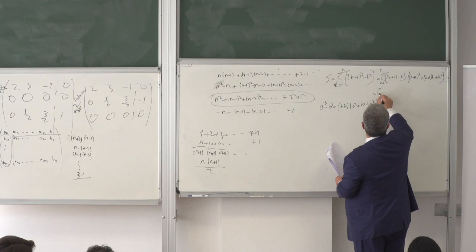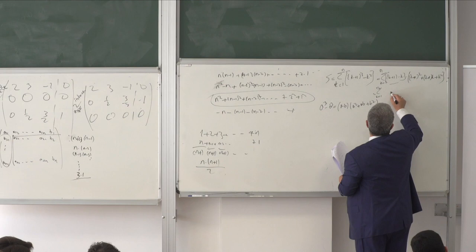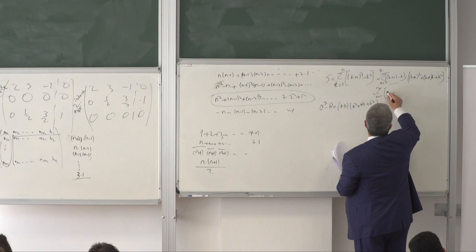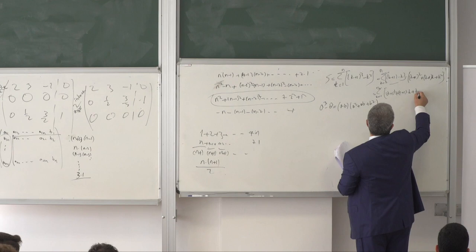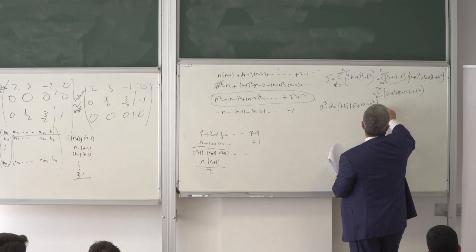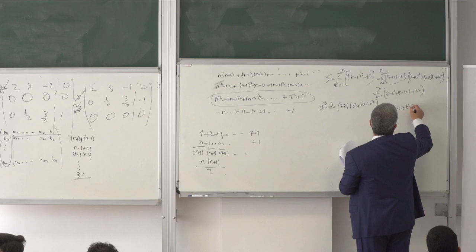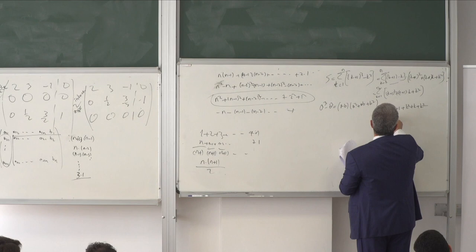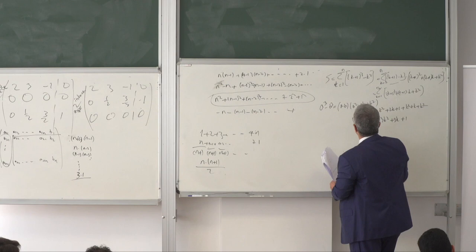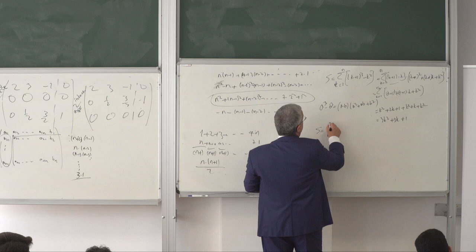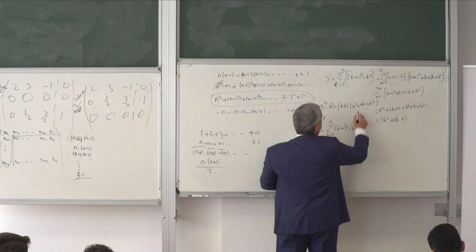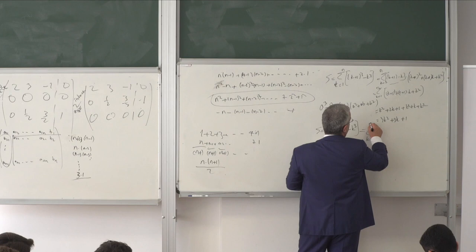This is just 1. This is k plus 1 squared plus k plus 1 times k plus k squared. Okay? What is this? k squared plus 2k plus 1 plus k squared plus k plus k squared, right? This is 3k squared plus 3k plus 1. So this summation, on one hand, is the sum from k equal 1 to n. It's so beautiful. Look at this. Now it's magic. This is equal to the sum from k equal 1 to n of 3k squared plus 3k plus 1.